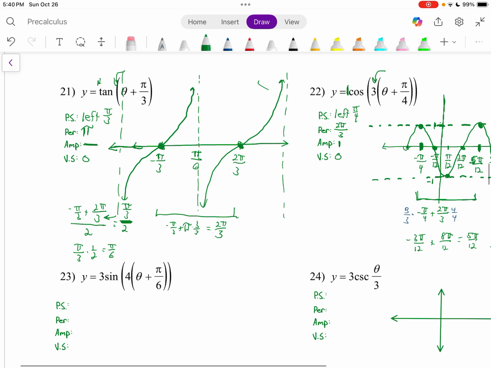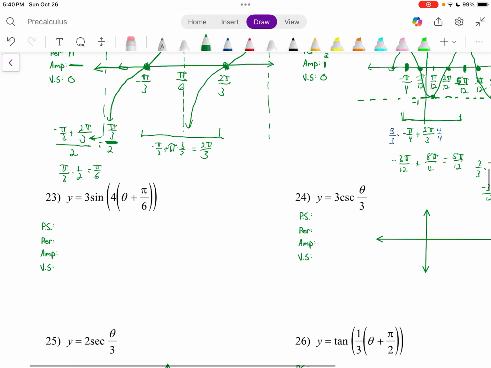All right, number 23. Phase shift is left pi over 6. Period has to do with this. It's our normal period of sine, which is 2 pi divided by 4. So this is pi over 2. Amplitude is 3, and there's no vertical shift. I'll draw the x-axis here, but I'm not going to put the y-axis in yet. So our starting point here is at negative pi over 6.